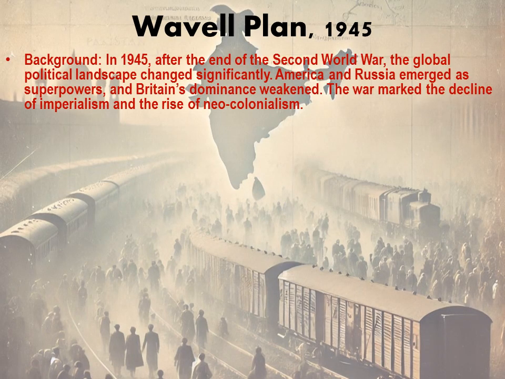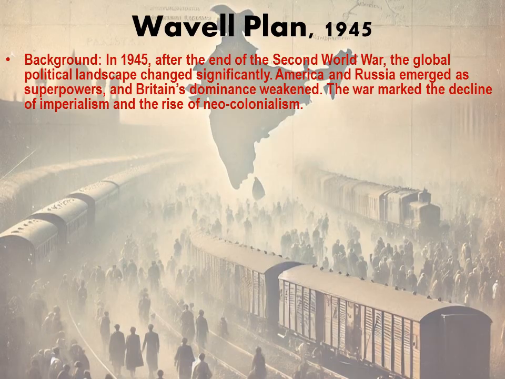So, background. In 1945, after the end of the Second World War, the global political landscape changed significantly. America and Russia emerged as superpowers. Britain's dominance weakened. The war marked the decline of imperialism and the rise of neo-colonialism. By 1945, the Second World War had ended, and the end of the Second World War meant the end of British imperialism. With the end of British imperialism, two new powers came into world politics, which are America and Russia.